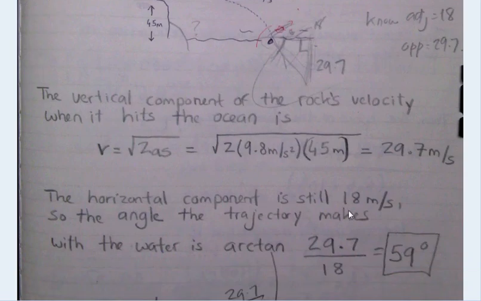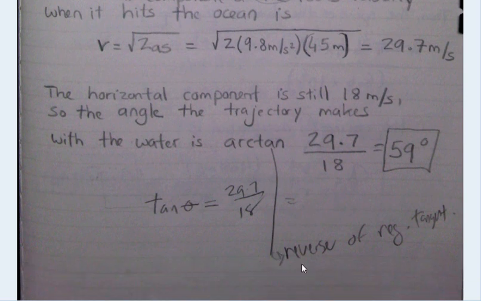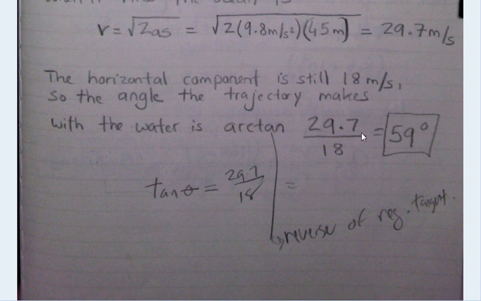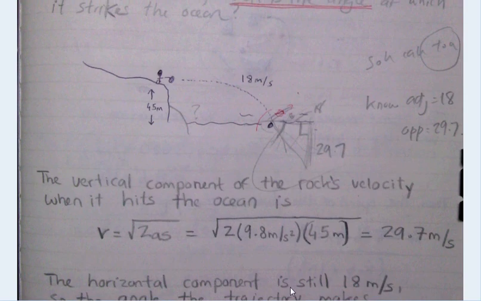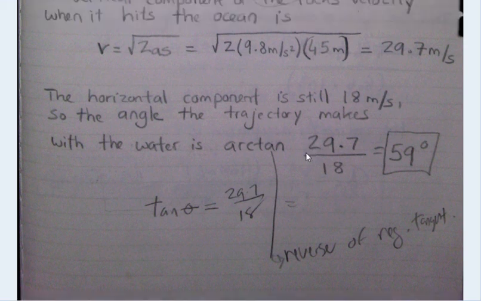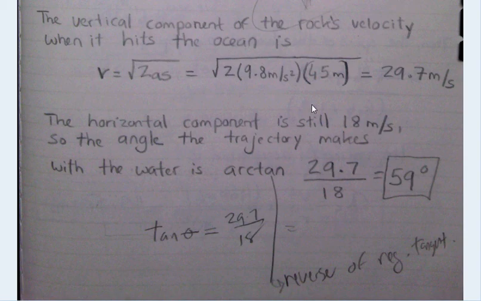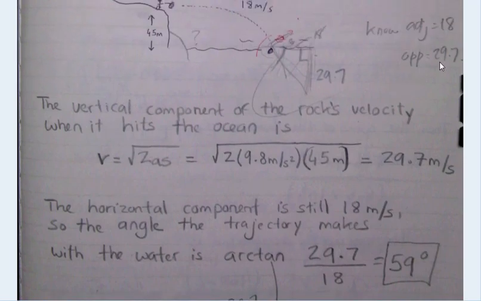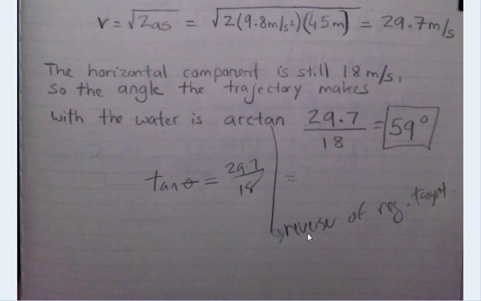So the horizontal component is still 18 meters per second. So the angle the trajectory makes with the water is arctan. What is arctan? It's the reverse of a regular tangent. See? 29.7 over 18. 29.7 is the opposite, 18 is the adjacent. As we know, the tangent is always the opposite over the adjacent. SOHCAHTOA. That's right, opposite over the adjacent.